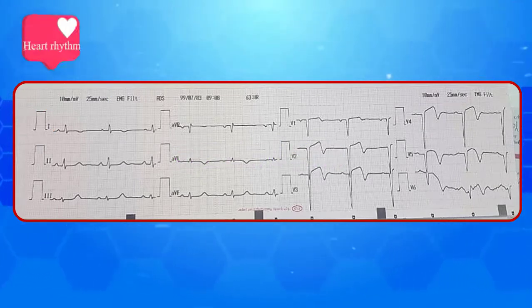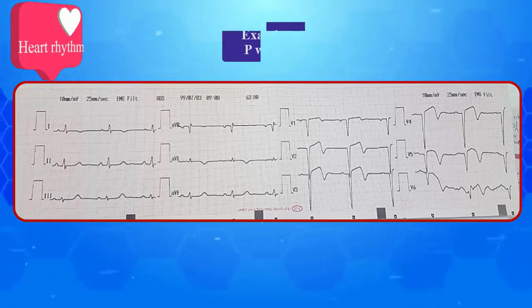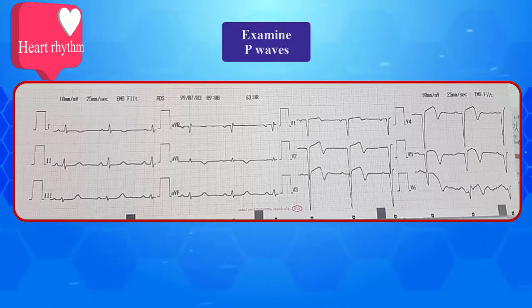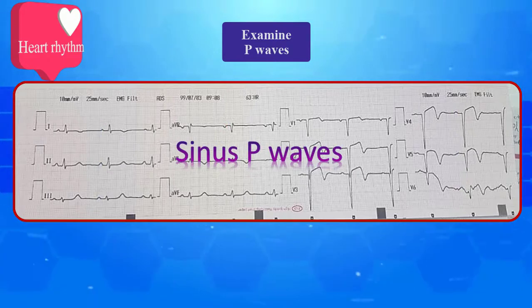Second step is cardiac rhythm. As you know, there are 3 main steps in determining every heart rhythm. First, locate and examine P-wave morphology. Fortunately, the P-waves in this tracing are discernible. They are identical and upright in D1, D2, D3, V3 to V6, and negative in AVR. Therefore, the P-waves are originating from the sinus node.